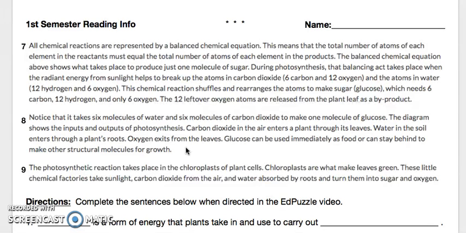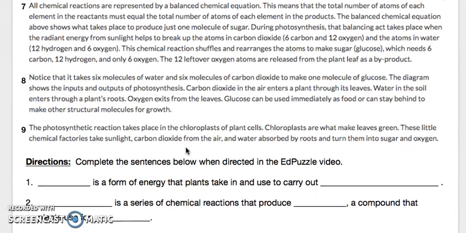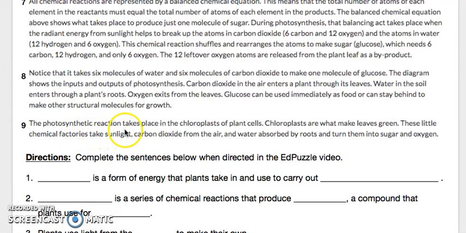Carbon dioxide in the air enters through the plant's leaves. Water in the soil enters through the plant's roots. Oxygen exits through the leaves. Glucose can be used immediately as food or can stay behind to make other structural molecules for growth. The photosynthetic reaction takes place in the chloroplast of plant cells. Chloroplasts are what makes leaves green. These little chemical factories take sunlight, carbon dioxide from the air, and water absorbed by the roots and turn them into sugar and oxygen.